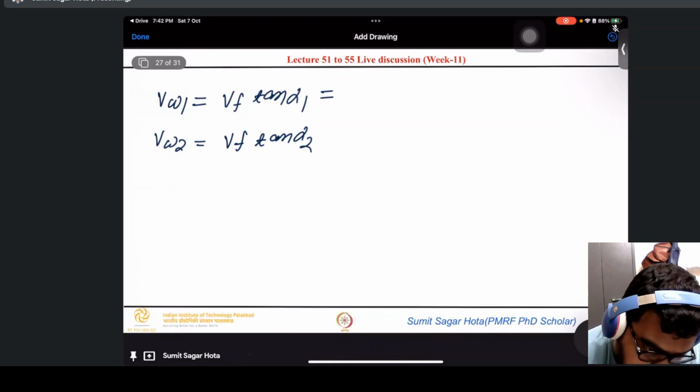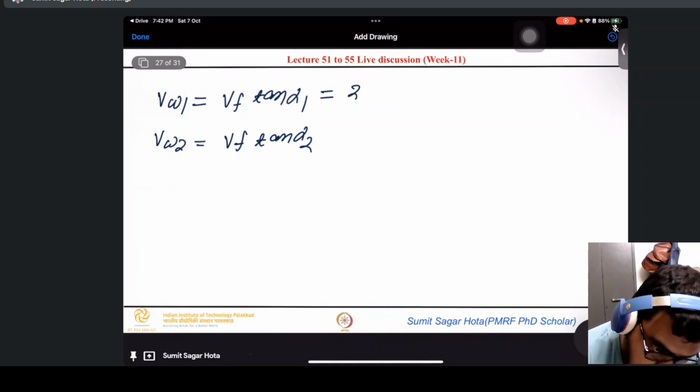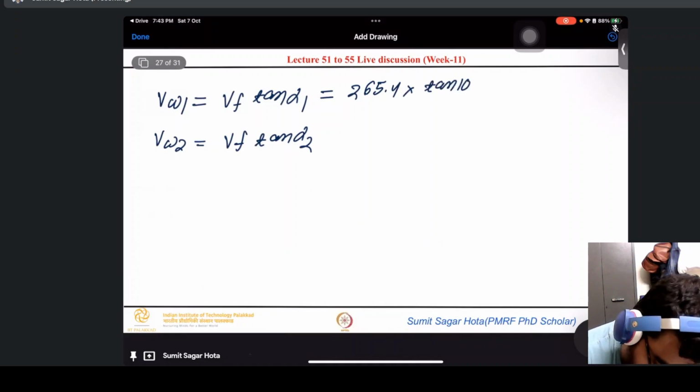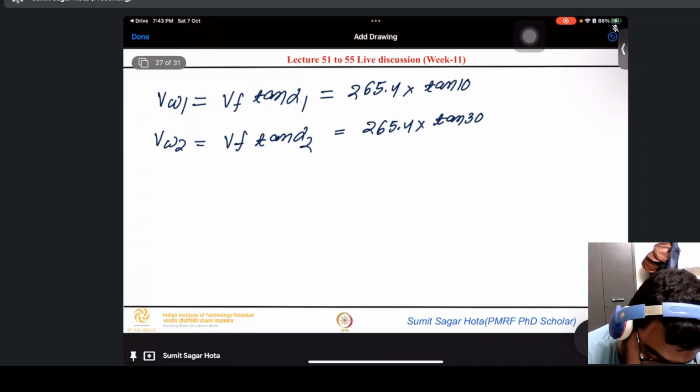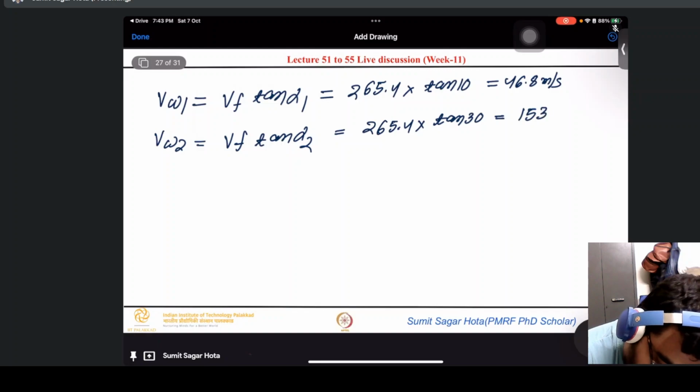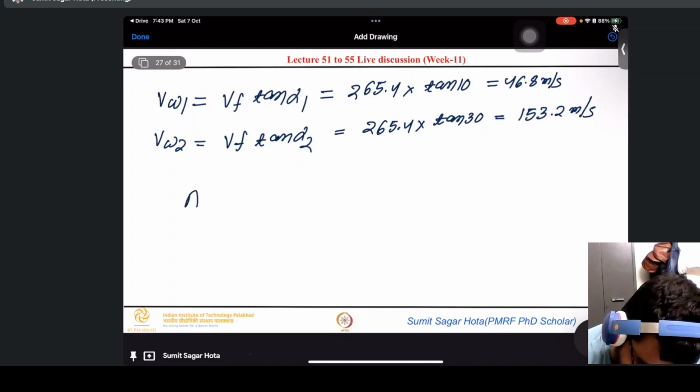Substitute. 265.4 into tan 10, 265.4 into tan 30. Okay, 46.8 meter per second, 153.2 meter per second. You have everything, just substitute in delta Ts and find out the answer.